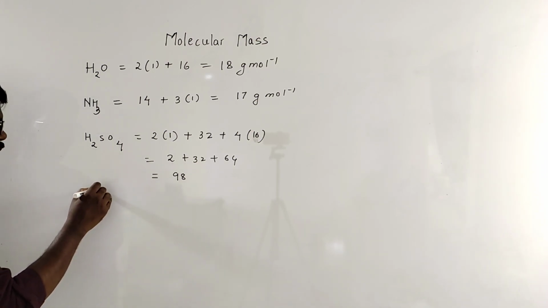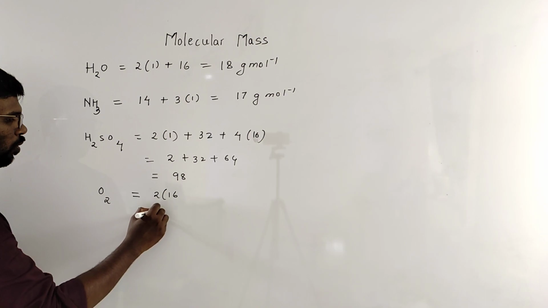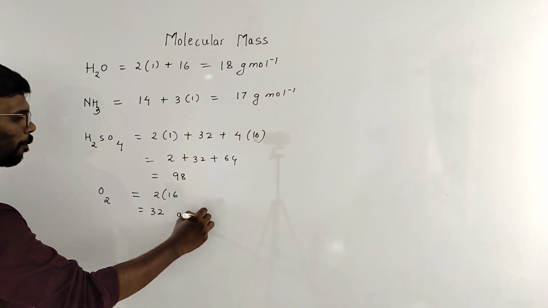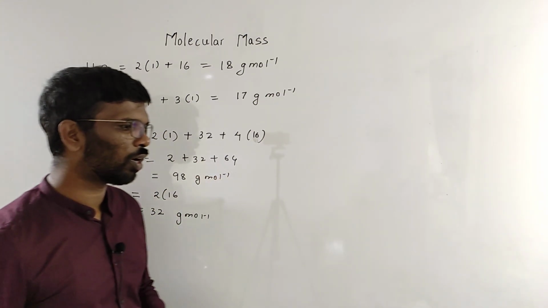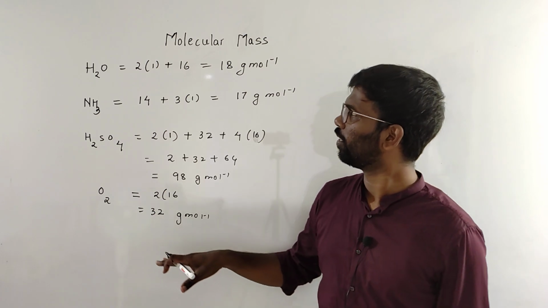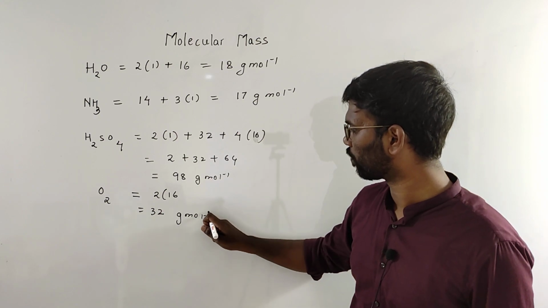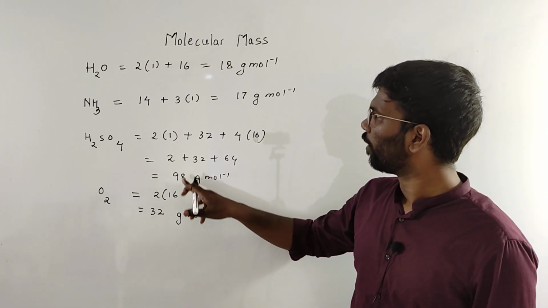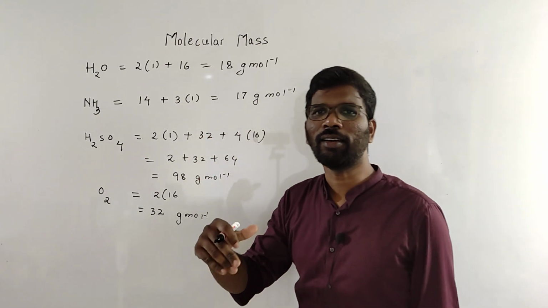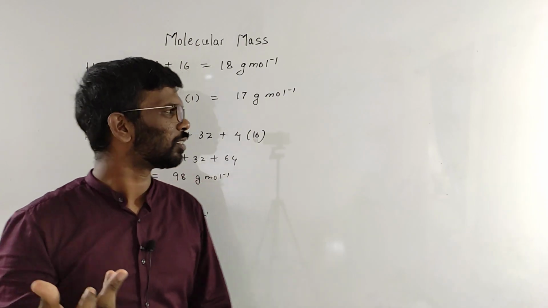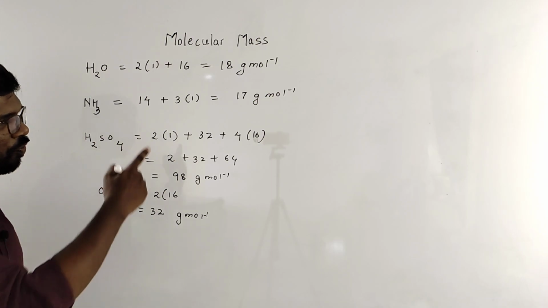Or for example, the O2 molecule, then it is 2 into 16, which is equal to 32 grams per mole. This is the way of calculating a molar mass. But what exactly is the molecular mass? This is the way we calculate the molecular mass, or molar mass, like adding the atomic masses of each element which is present in the molecule. So this is the way we can do it.